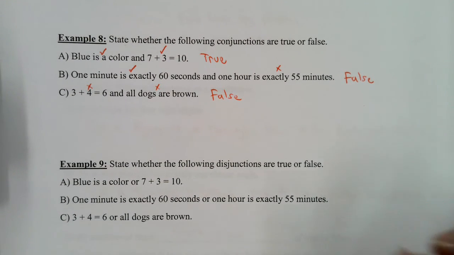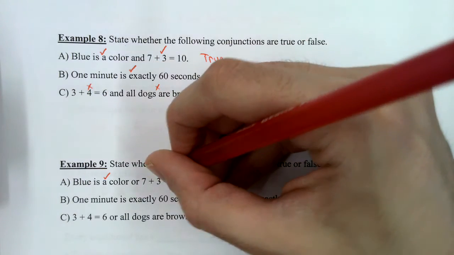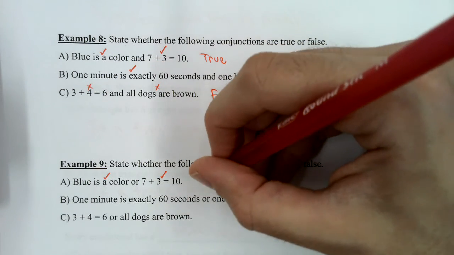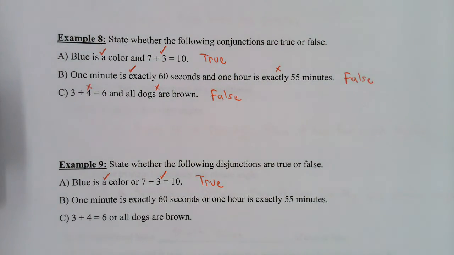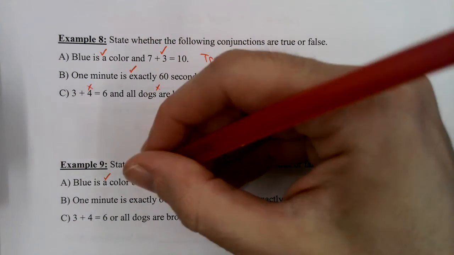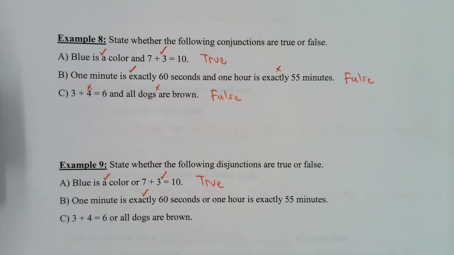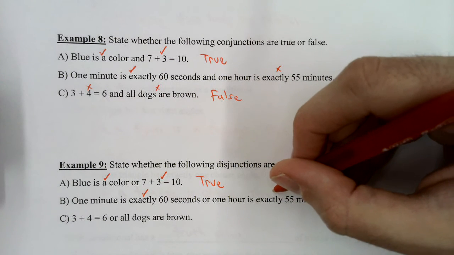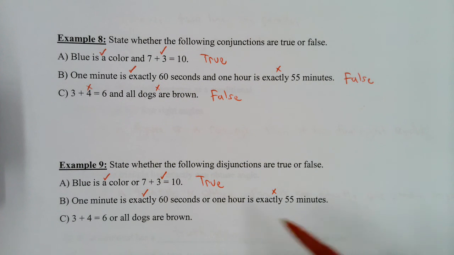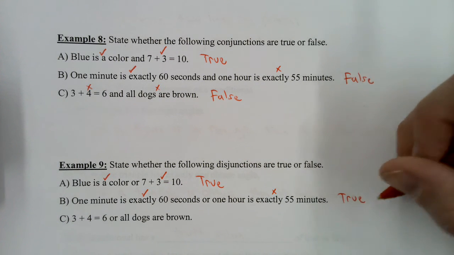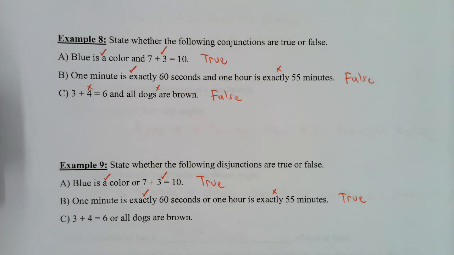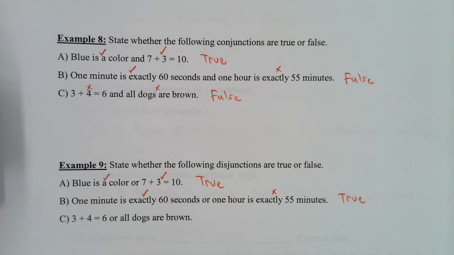Okay, so part A, blue is a color, that's true. 7 plus 3 equals 10, that's true. They're both true, so the disjunction is true. You only need one part to be true for the disjunction to be true. Because it's or. So part B, 1 minute is exactly 60 seconds, that's true. Or 1 hour is exactly 55 minutes. So that part is not true, but the entire sentence is actually true because it says this or that. So you only need one to be true. The first part is true, the second part is false. But as long as one part is true, then the disjunction is true.